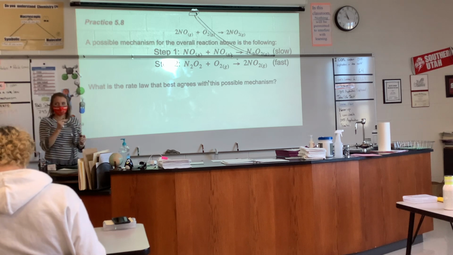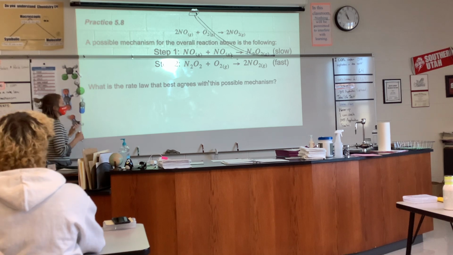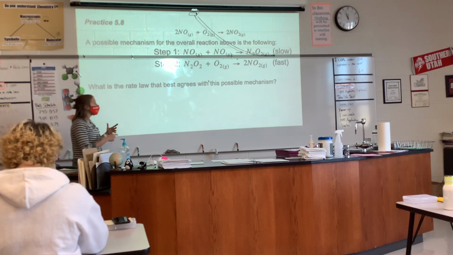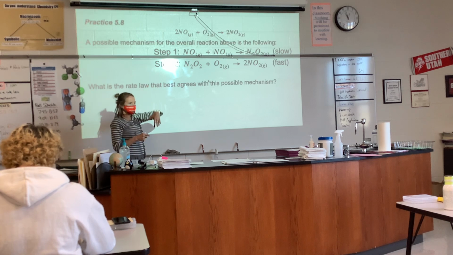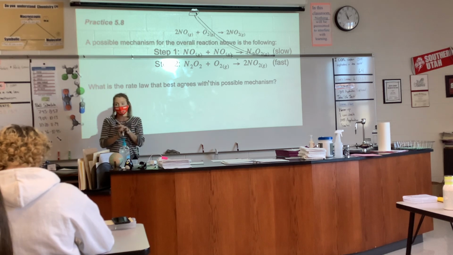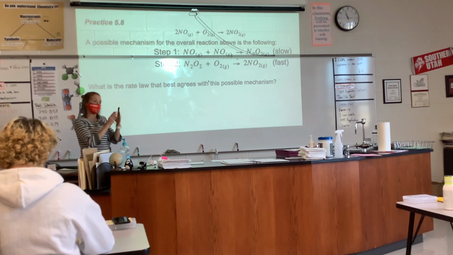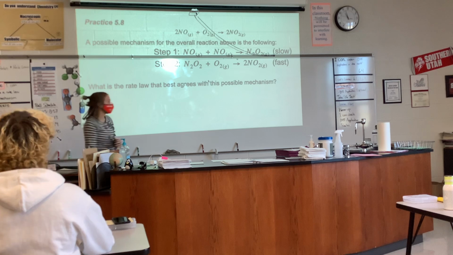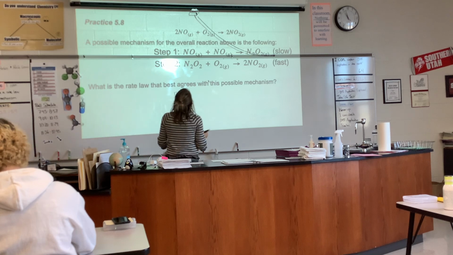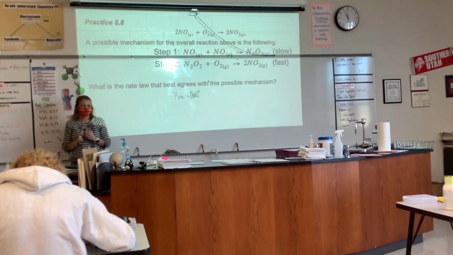Okay, everyone ready to check it? The question says, a possible mechanism for the overall reaction above is the following. What is the rate law that best agrees with this possible mechanism? We want to know the overall rate law that matches the data or the equations they're giving us. First, we look at where's the slow and where's the fast. In this case, the slow step is first, which means whatever the rate law is for the slow step is the final answer. We should have rate equals k[NO] squared.